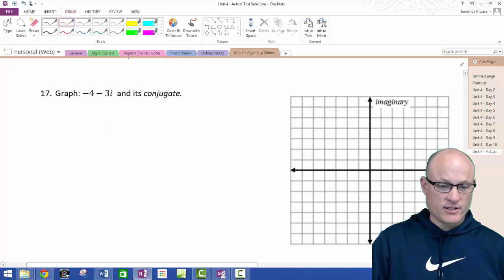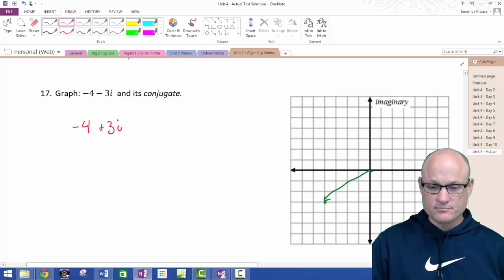All right, the conjugate of this was -4 plus 3i. So when you draw, I'll draw the original in green. So the original is -4, 1, 2, 3, 4, minus 3i. So the original is down here. And the conjugate I'll do in red. All right, done.